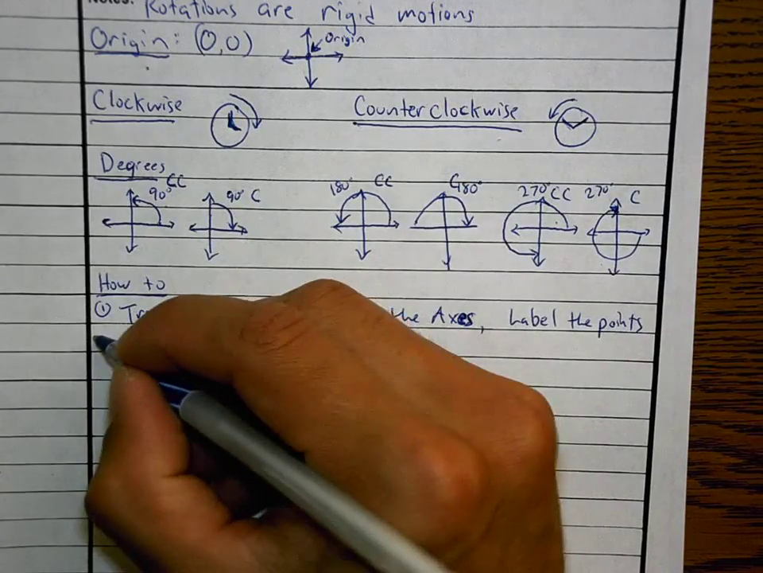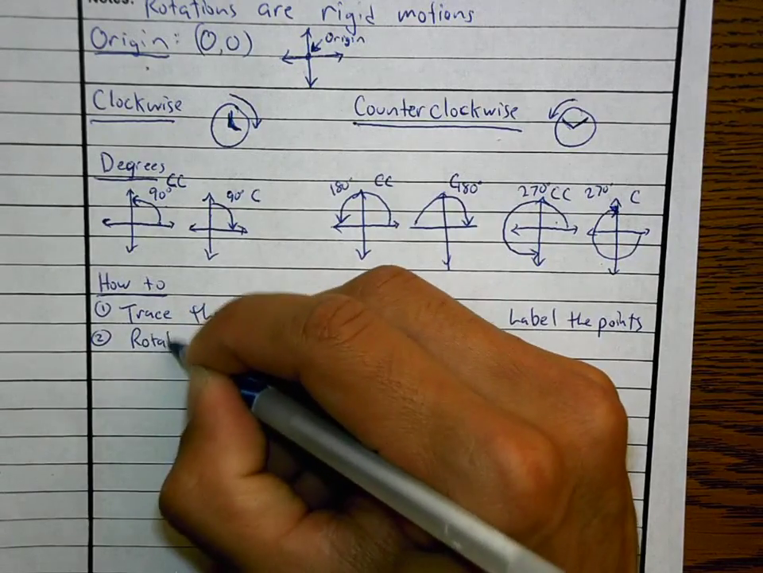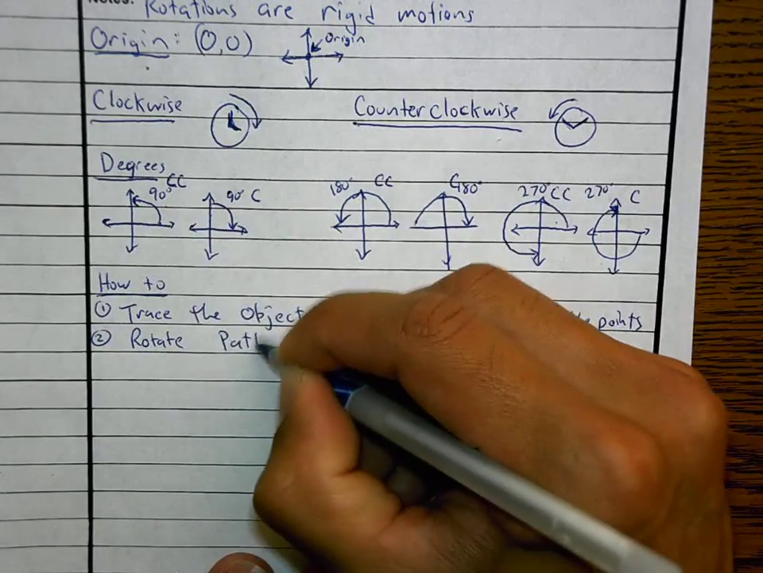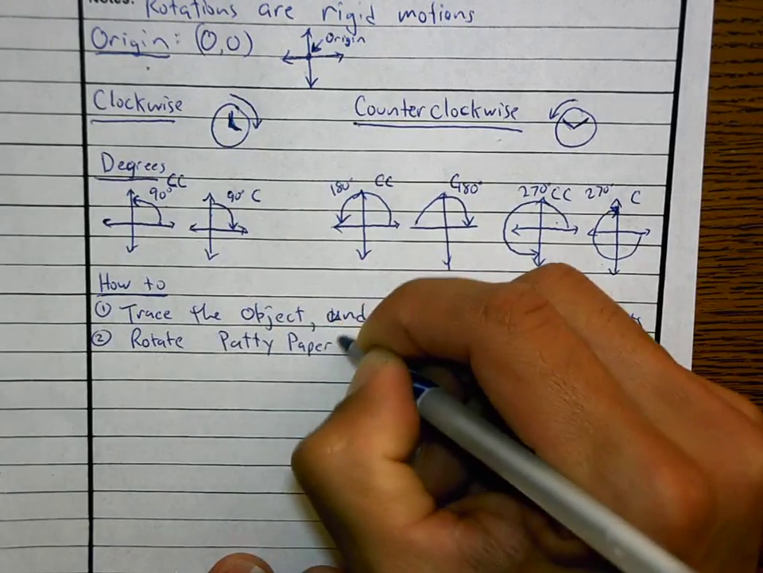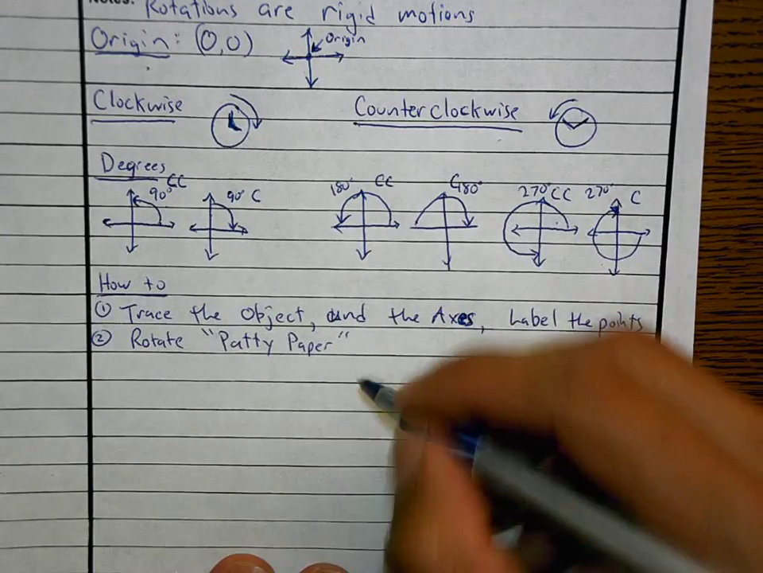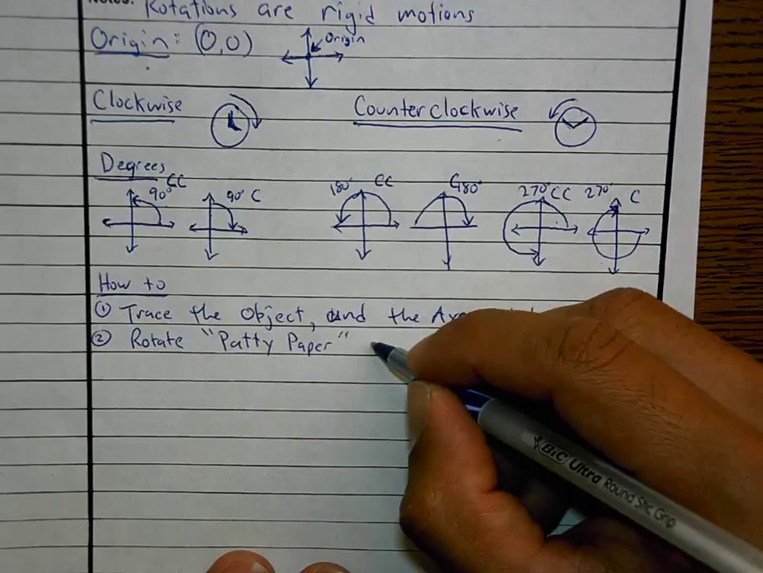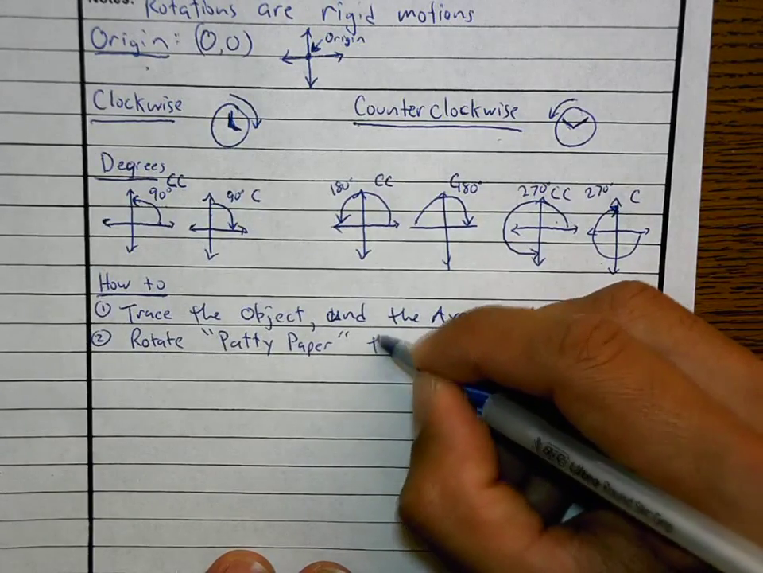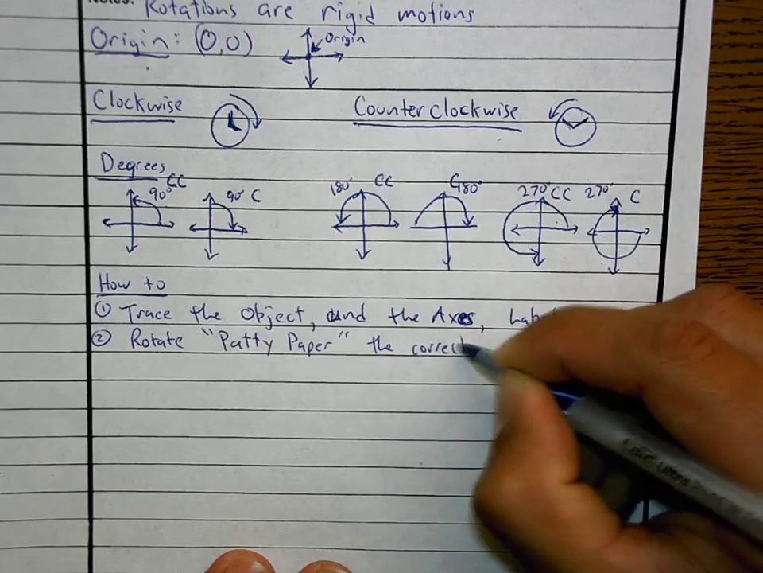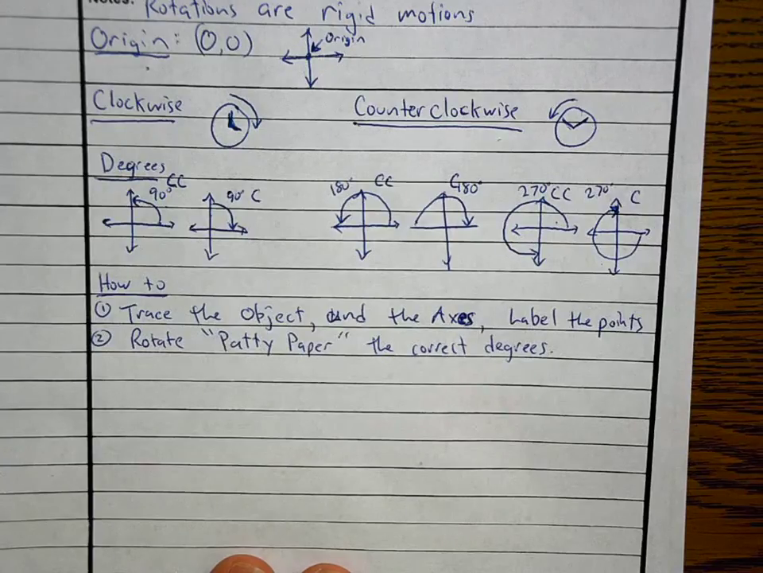Second thing you're going to do is rotate your patty paper. Have you done that before? Use that stuff? You're going to rotate your patty paper the correct number of degrees.